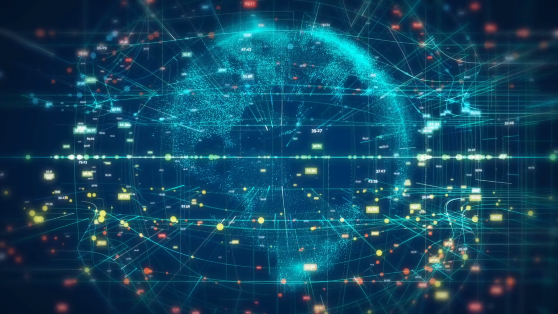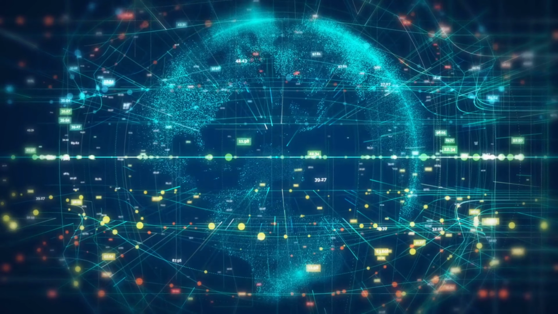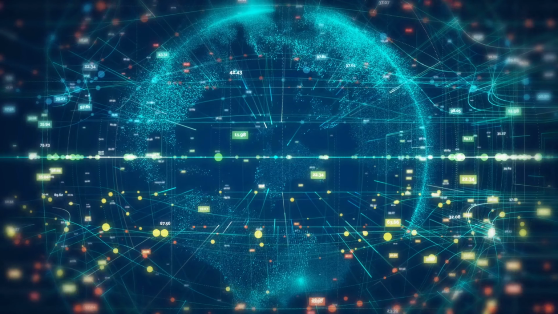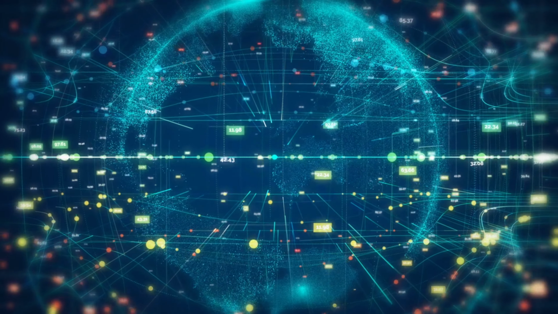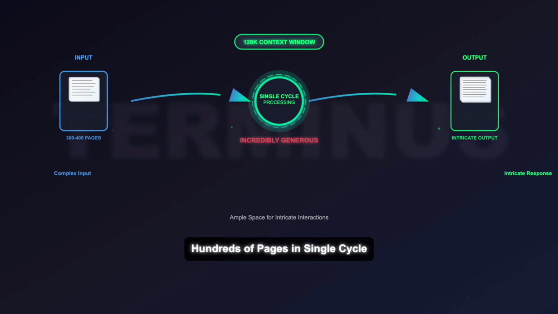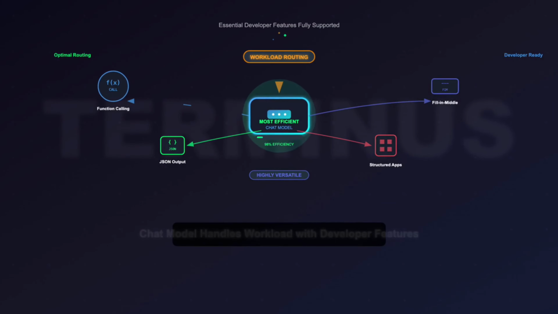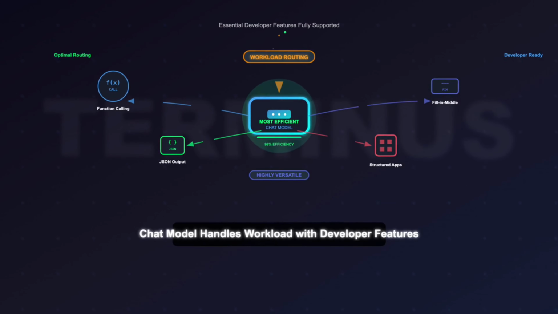Both modes can process an impressive 128,000 tokens of context, equivalent to around 300 to 400 pages of text in a single input and output cycle. This is incredibly generous, providing ample space for intricate interactions. The system also intelligently routes requests. If a task sent to the Reasoner mode requires tool use, it's automatically channeled through the chat model, ensuring the most efficient system handles the workload.